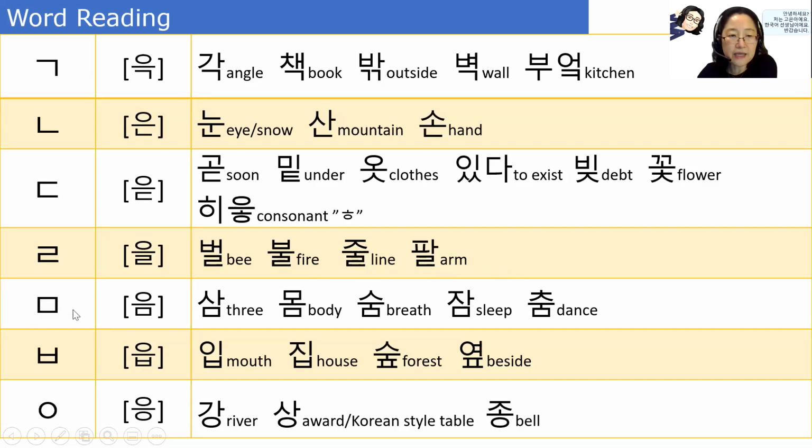Next, this m sound goes underneath. So s plus a and m underneath, 삼, 삼. And mu plus o and m underneath, 몸, 몸. And s plus u and m underneath, 숨. And 즈 plus a and m underneath, 잠, 잠. And 츠 plus 우 and m underneath, 춤, 춤. Okay. Next, the up sound. So ㅂ as a final consonant becomes the up sound.